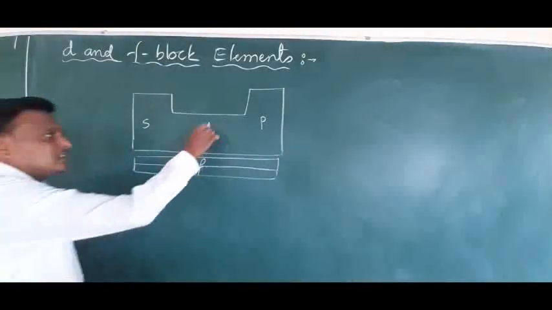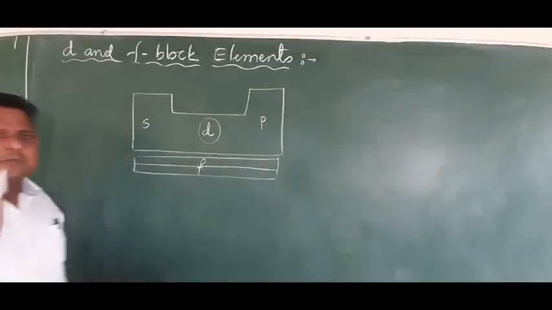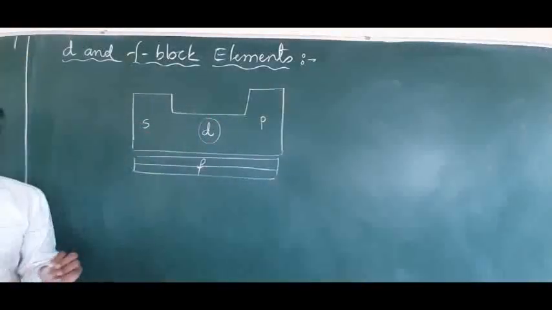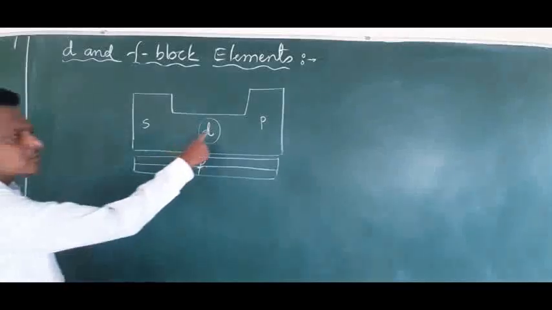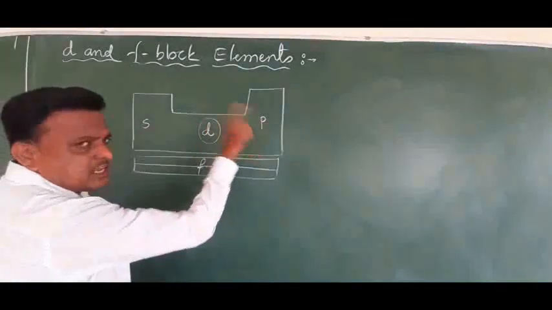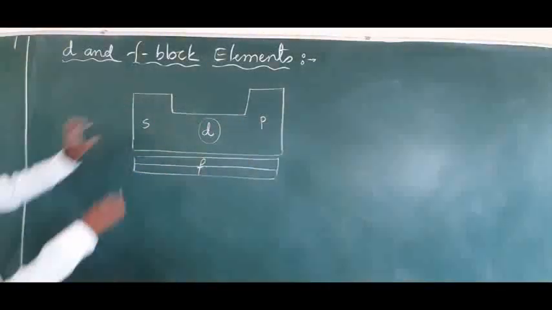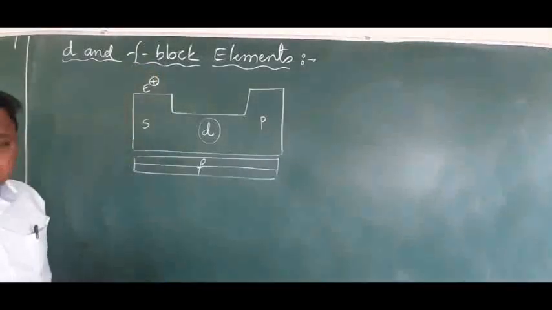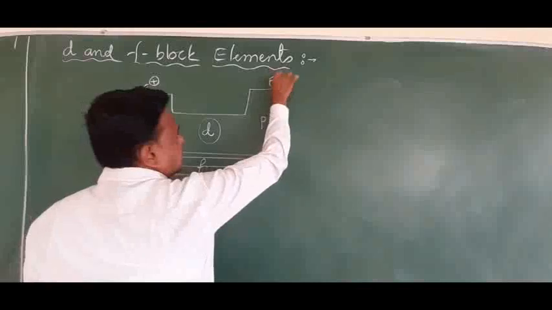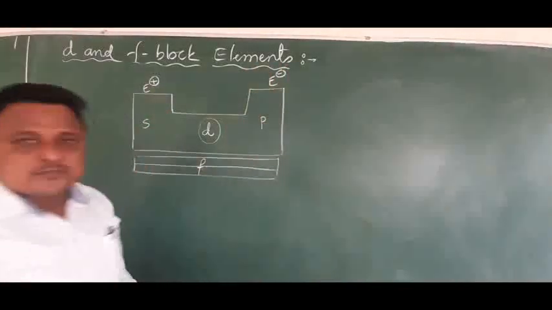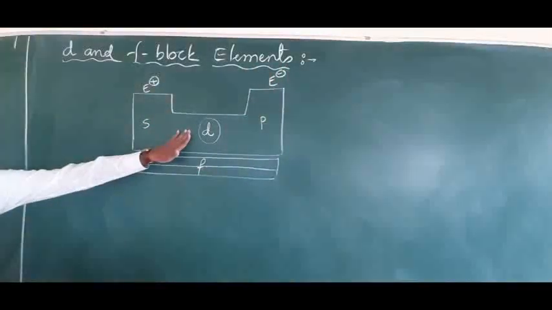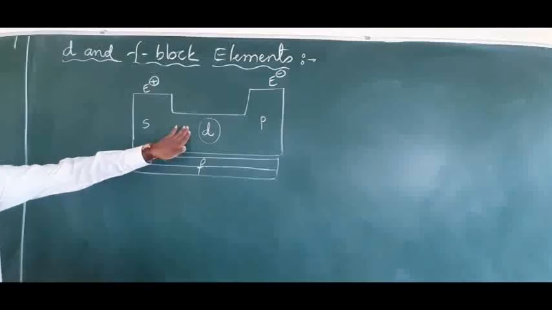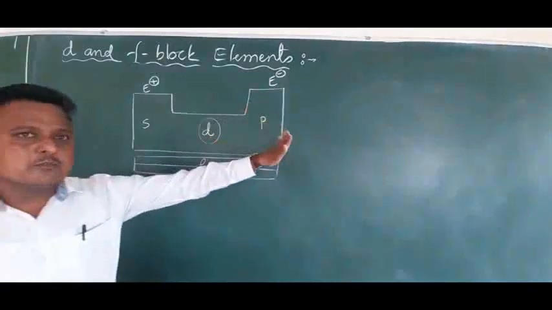So where is the D block located? This is a simple 1 mark question. What is the location of the D block? The D block is located in between the S and P blocks. S blocks are electropositive elements. P blocks are electronegative elements. I repeat, what are D blocks? D block elements are located in between the S block and the P block.